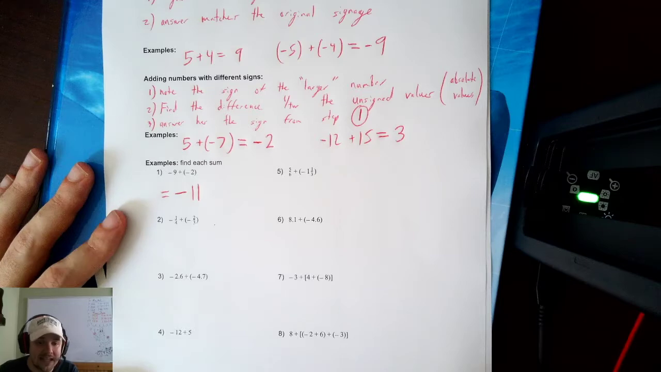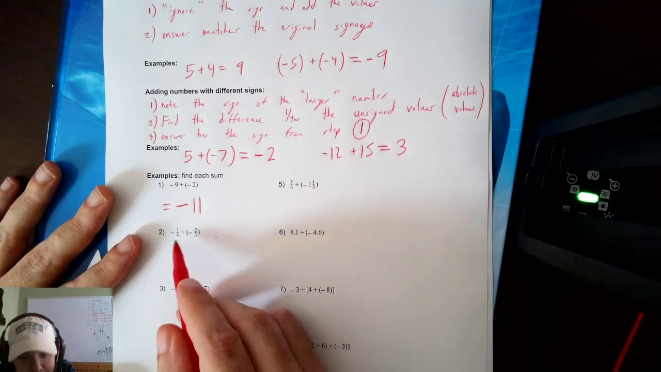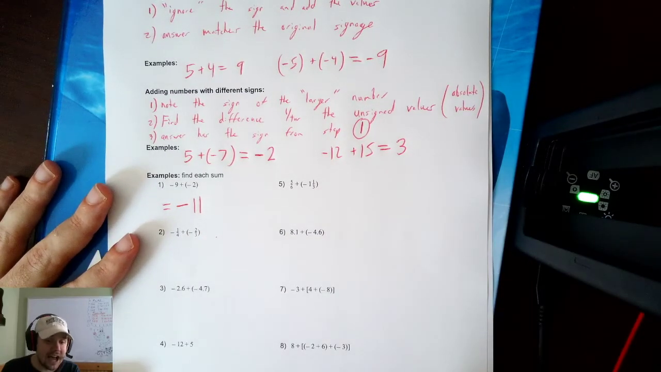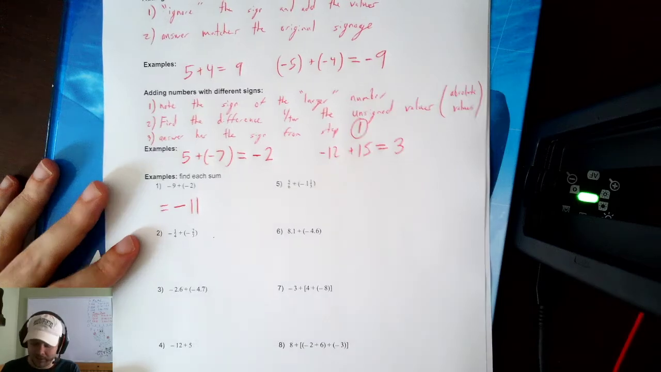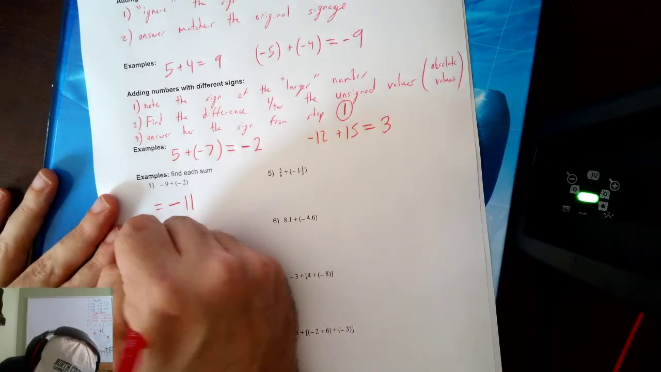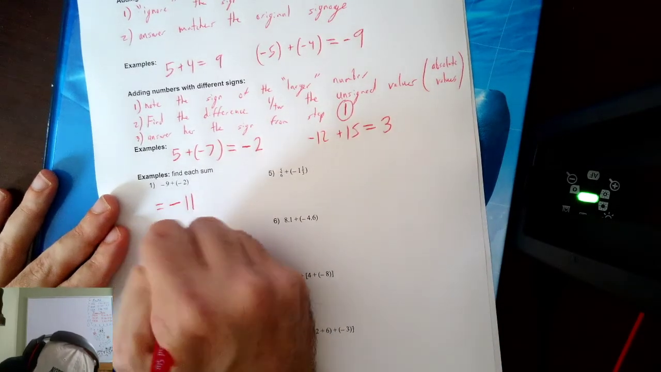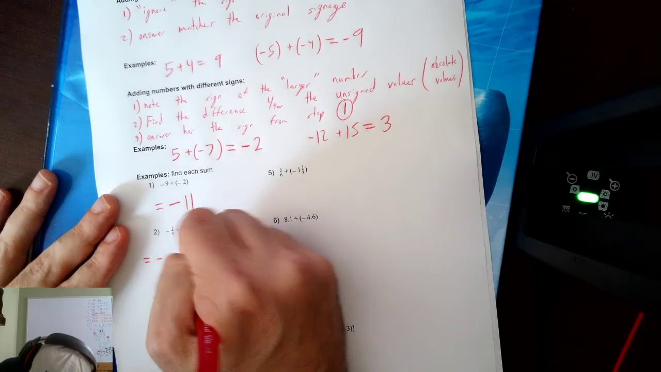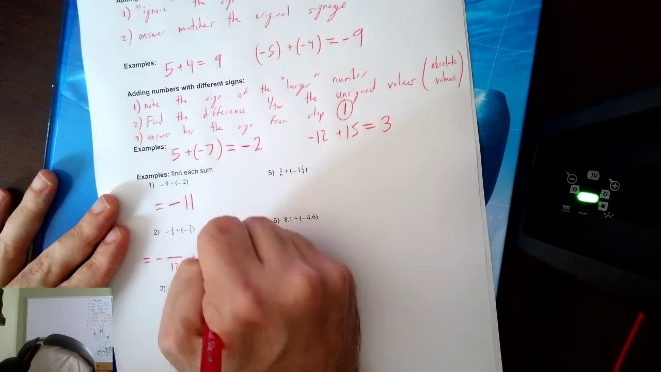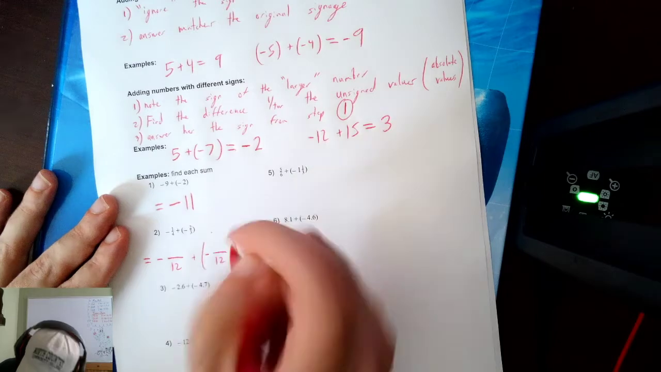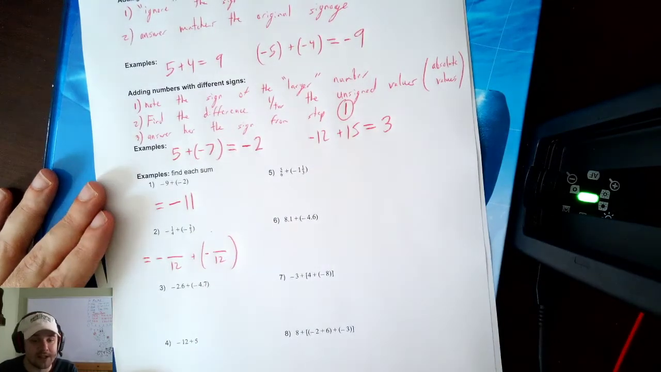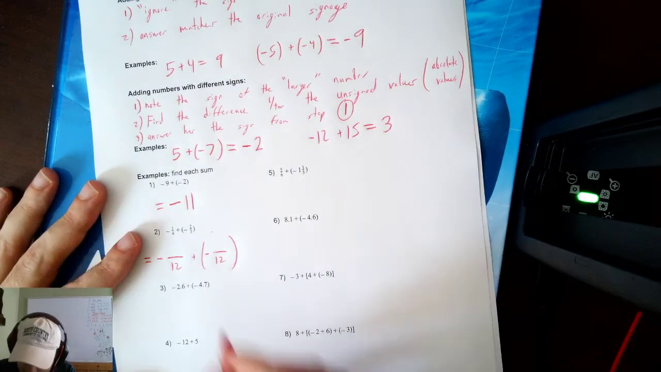Now I need to work with the common denominators. 3 and 4 have a common denominator of 12. So I'm going to write negative fraction bar 12 plus parentheses negative fraction bar 12, because I know those are going to be part of my answer, right? I know those are already going to go there.